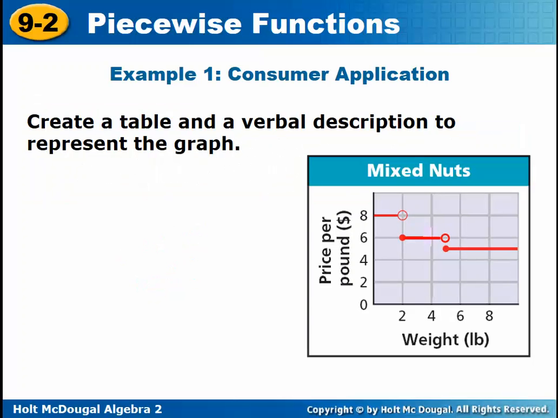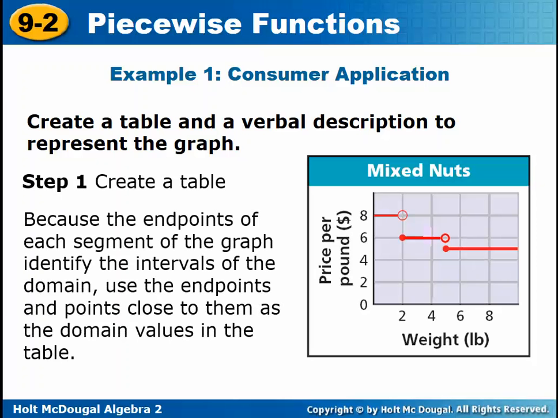All right, so we're going to use tables, graphs, and verbal descriptions and equations written in function notation to work on these problems, just like we went over in 9.1. So here we have a graph that's given to us. And the question says, create a table and a verbal description to represent this graph. So a table is just going to be the x values, which is the weight, and the y values, which is the price per pound.